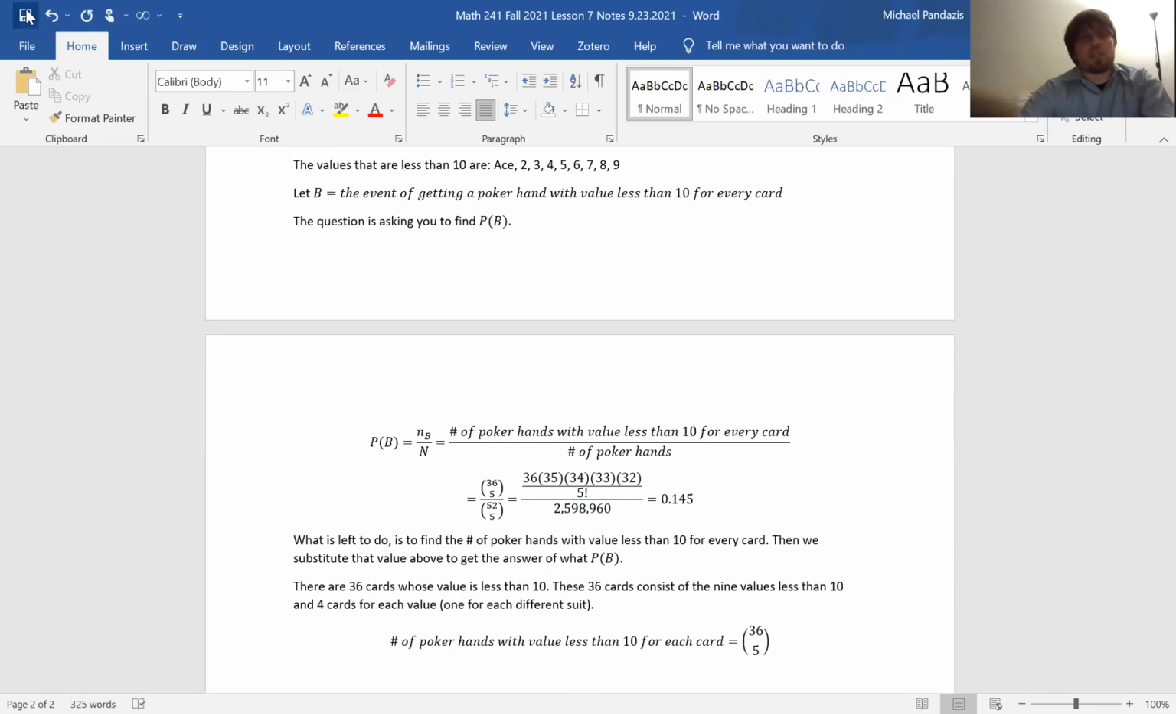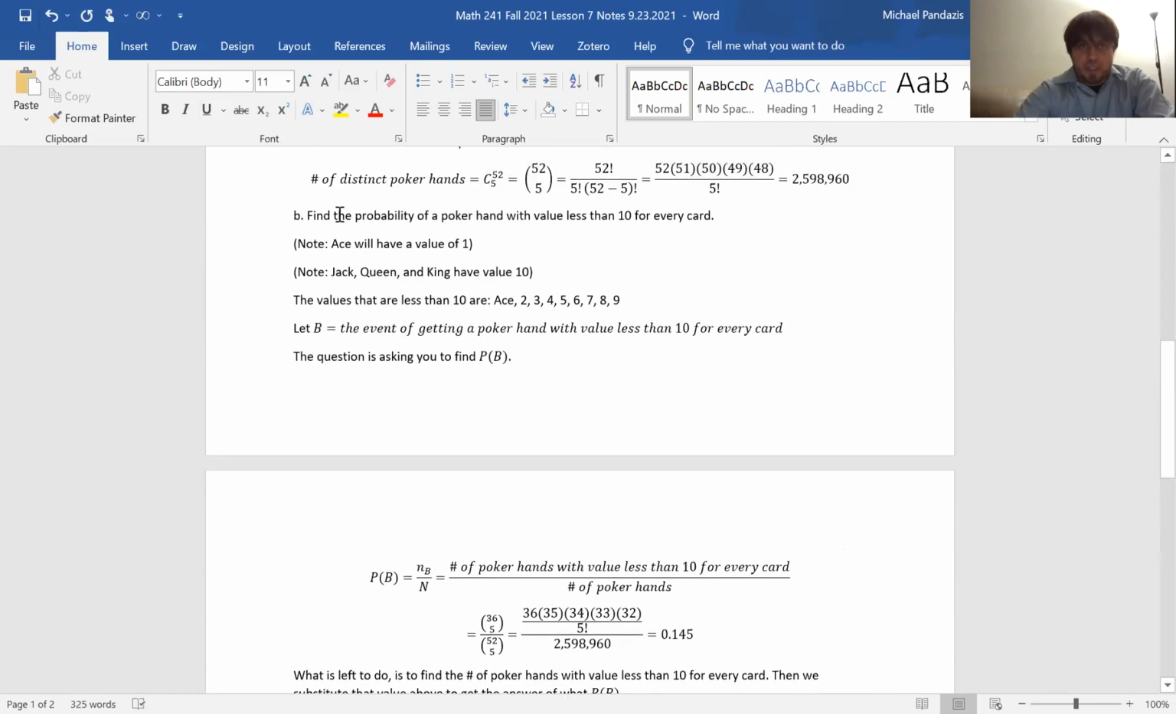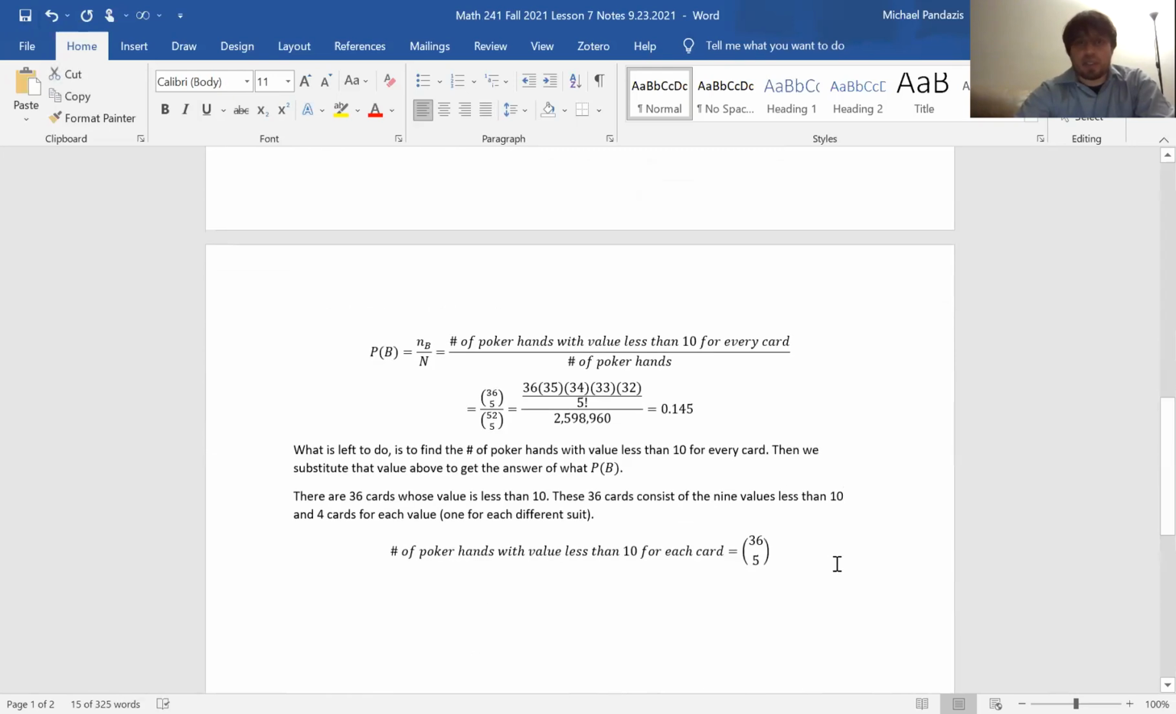Okay, and so the probability of getting a poker hand with all the cards at value less than 10 is 0.145. That's 14.5%. So that's part B. Find the probability of a poker hand with value less than 10 for every card.